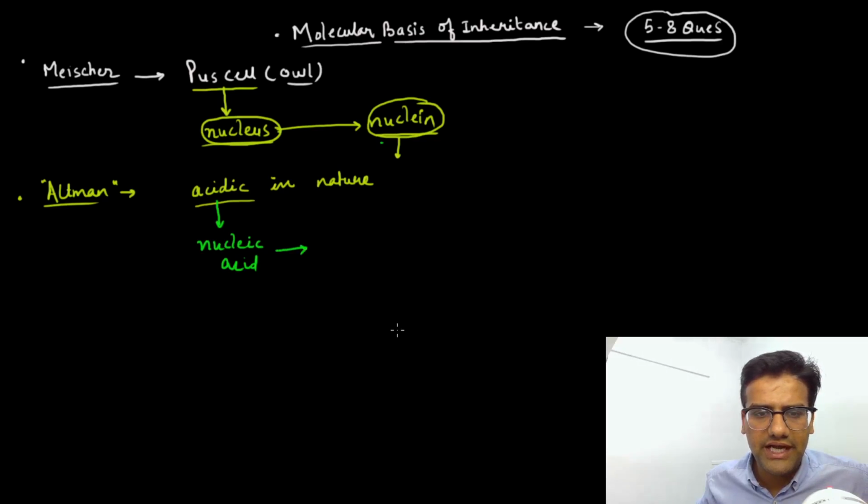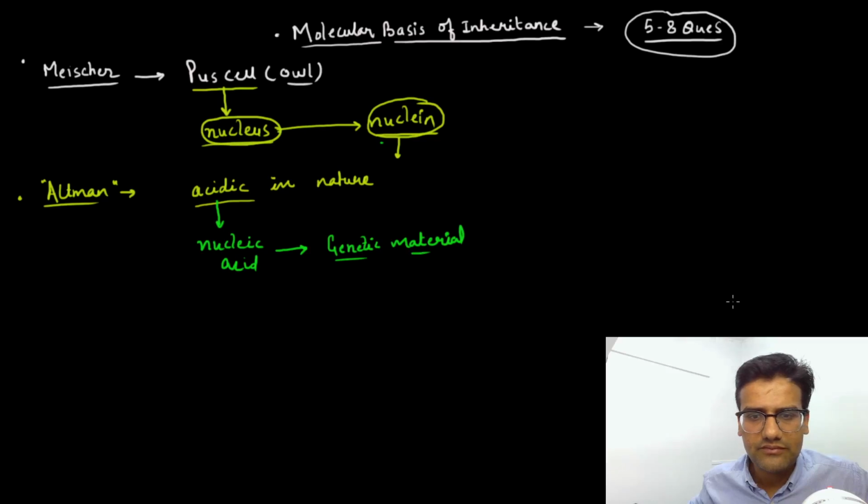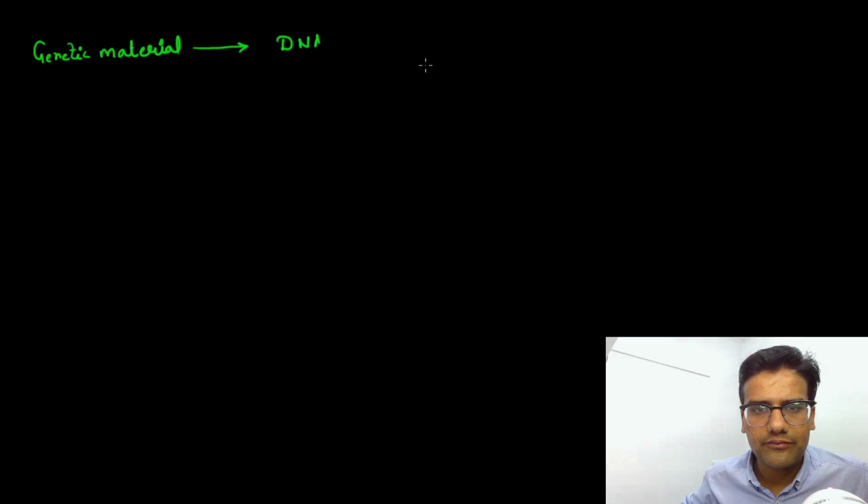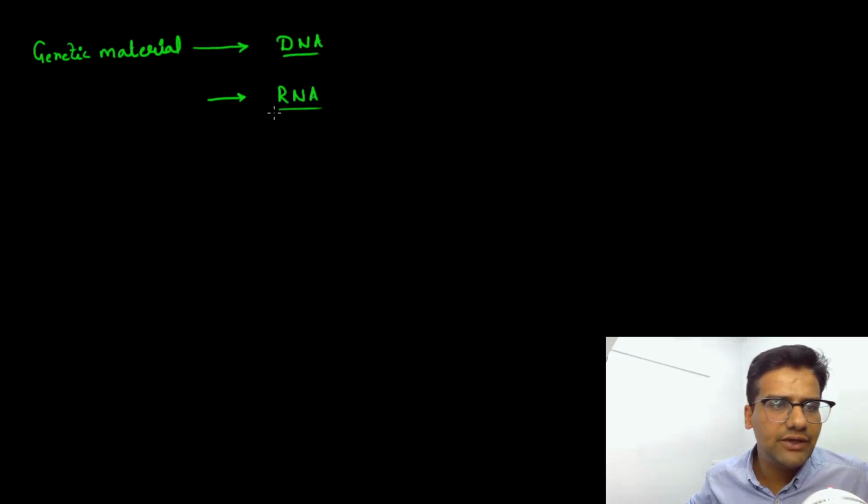As you know, nucleic acid acts as genetic material in all cells. All cells contain genetic material, and this genetic material can be divided into two types: either DNA or RNA.